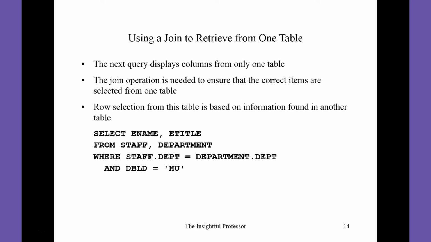So the purpose of this query is to identify those staff members who work in the humanities building. We cannot do this by looking only at the staff table. We must exploit that relationship and draw upon the data values stored in the department table. So again, data semantics is very important.